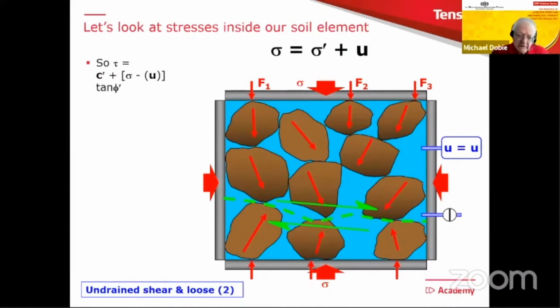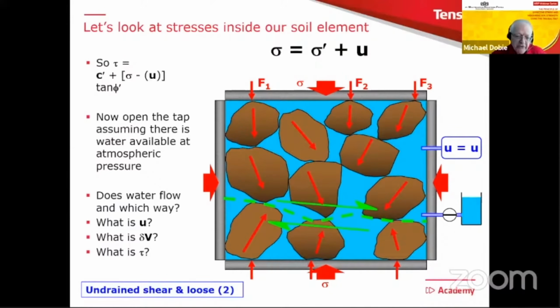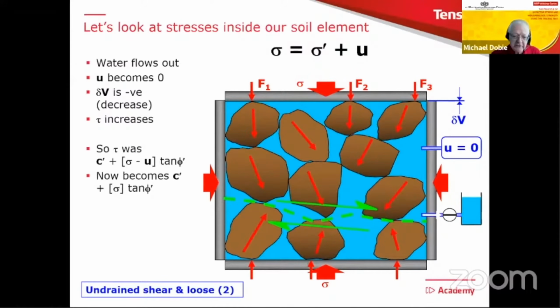So now after this has happened, we get a shear resistance like this. And then on opening the tap, the question is, which way does the water flow now? Well, of course, the water will flow outwards. So u becomes 0 when it's finished flowing. Delta V is going to be negative. The volume will decrease. And of course, the shear resistance will increase because of the increase in effective stress.